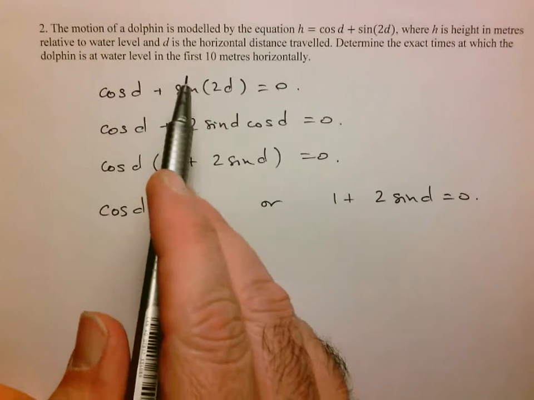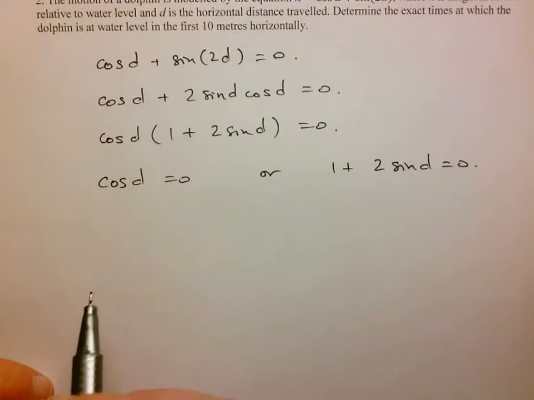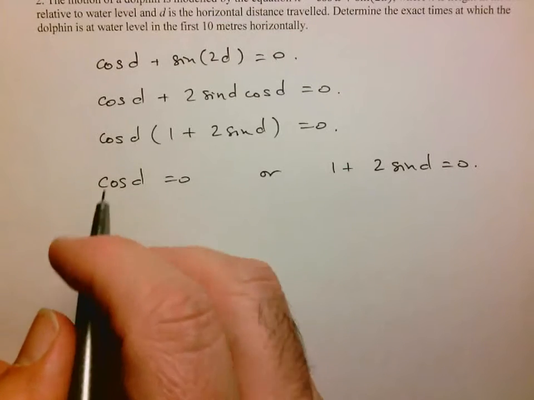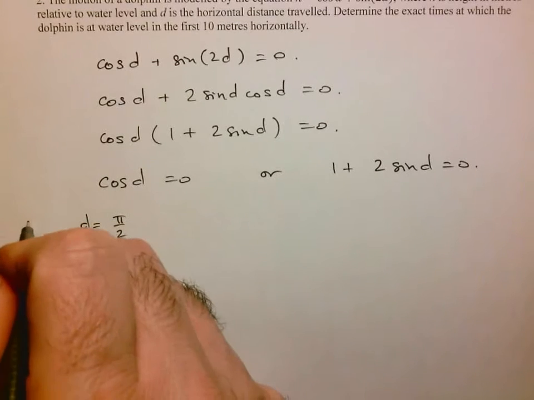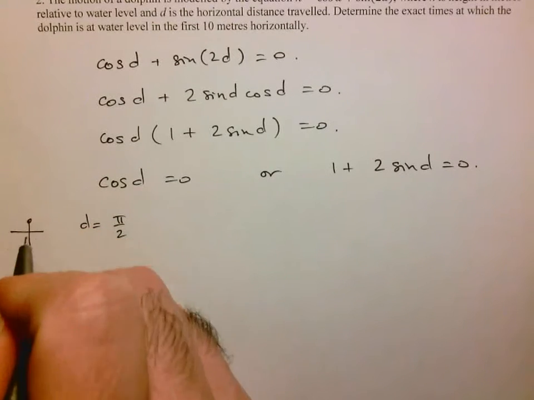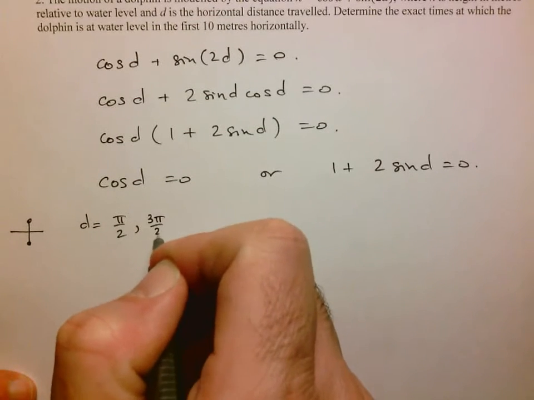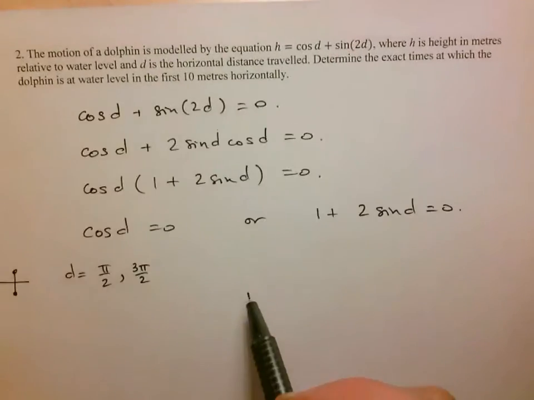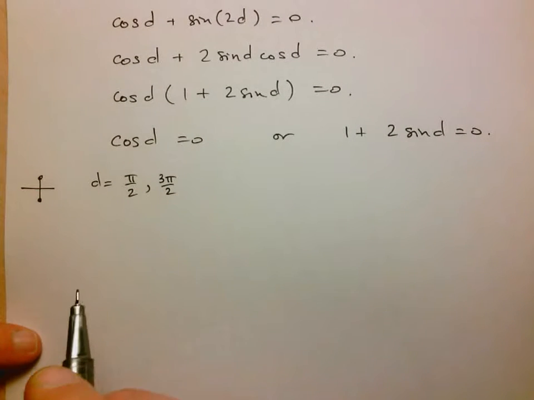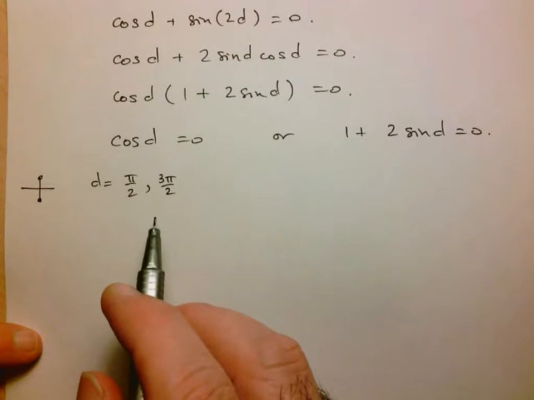Remember that I'm only interested in answers within the first 10 units of the horizontal distance d. This one here is pretty easy because we know when cos is equal to 0. From here we have pi over 2. If you want to draw yourself a little picture, we know that at pi over 2, cos is equal to 0, and at 3 pi over 2. Since they're asking for exact distances, I'm going to leave these as is. Now we have to keep going until we reach 10 meters.